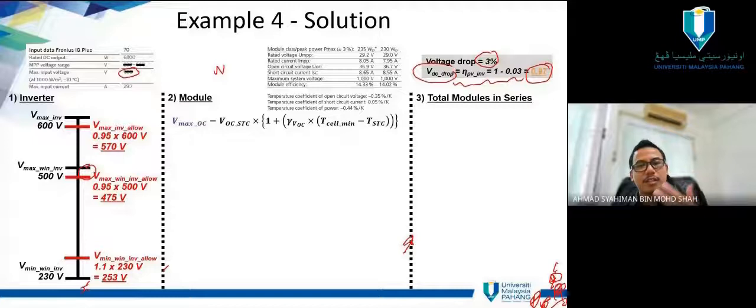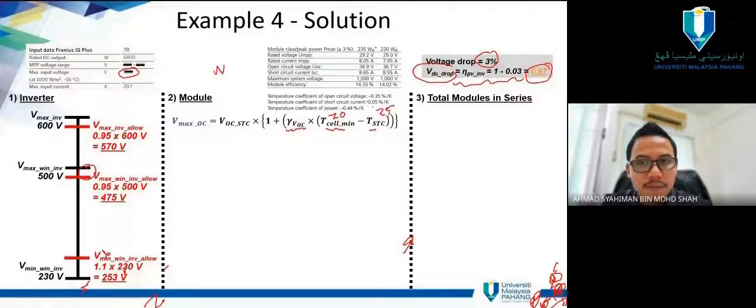So VOC STC here, you get the value of the VOC. Okay, we get the value of gamma VOC, and we have the STC minimum. The STC yang tahu ni 20, yang ni 25, and this is the VOC is given here. Temperature battery, okay, minus 0.35%. Okay, percent, then we get the VOC one is the 36.9 volt.